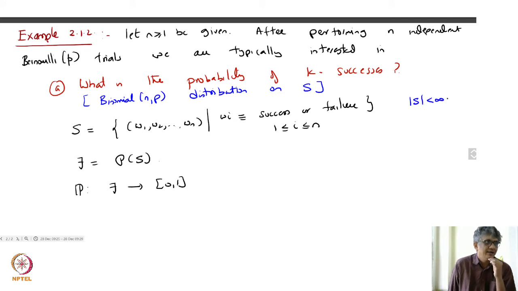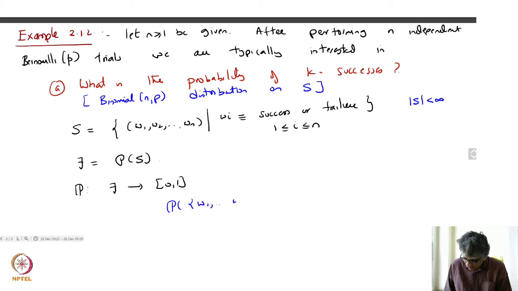Now one needs to understand how to assign a probability. I already showed you before, if I know the probability of any single outcome, then I'm done, right? A single outcome is what? Omega 1, omega 2, omega n, right? Then each omega i is either a success or a failure. How do I do this now?